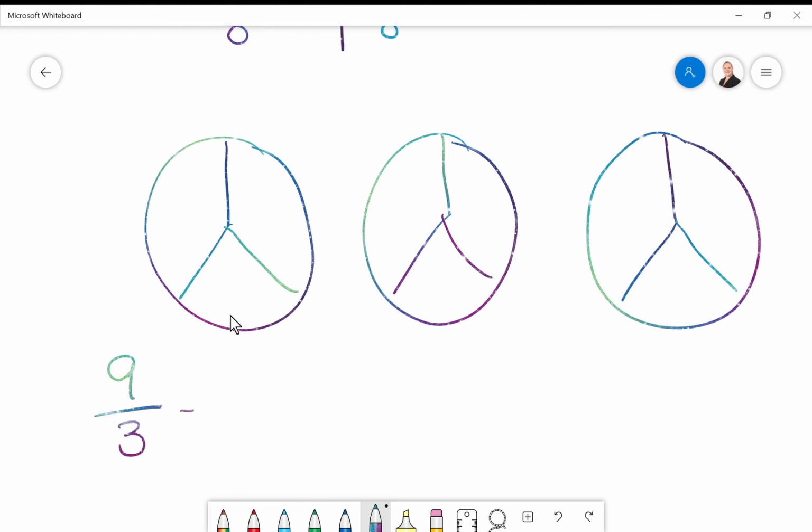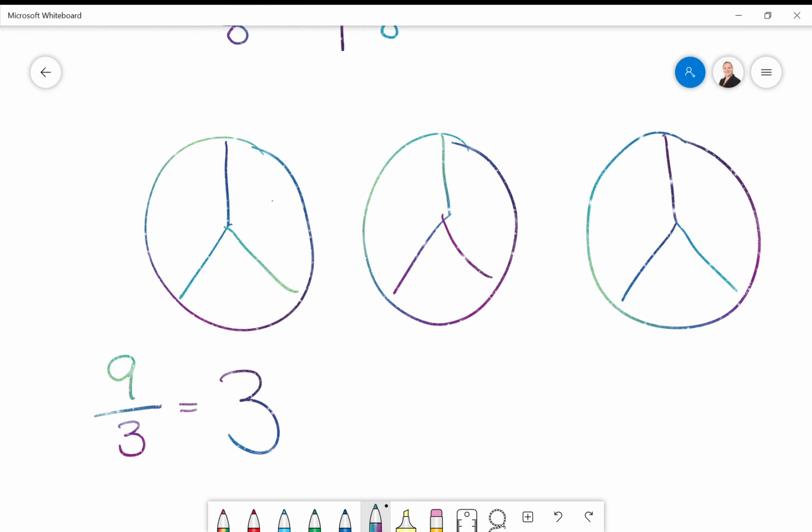So that is the same as 3 whole cakes. Yeah, can you see that's 3 cakes? 1, 2, 3. Each cake cut into 3 pieces. That's your bottom number, your denominator, and then the top number, how many pieces there are.